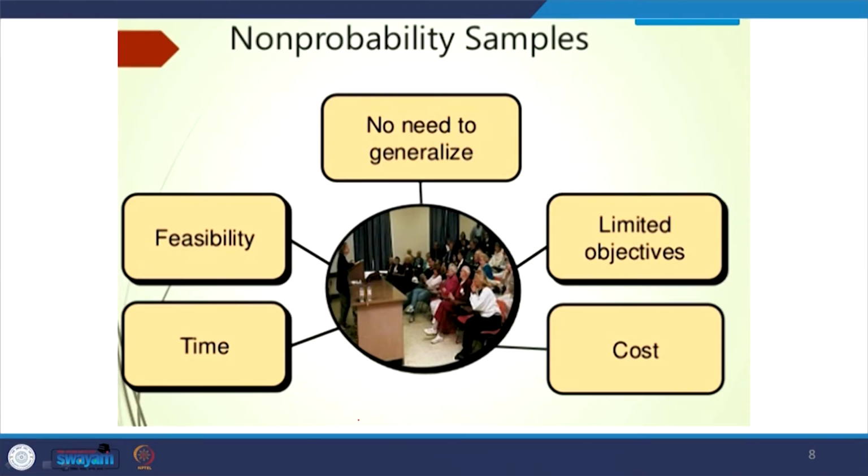Now, non-probability samples also require time and cost, and have a very limited objective as I said, and we need to understand the feasibility of studying. Just an experiment is not enough, just behavioral mapping is not enough.